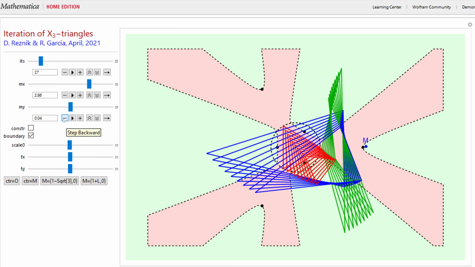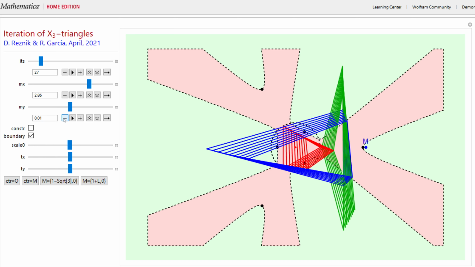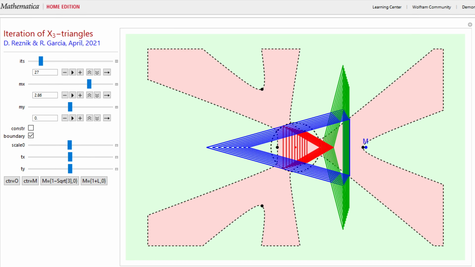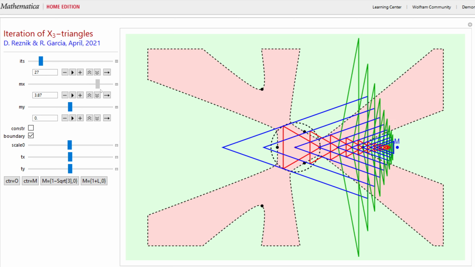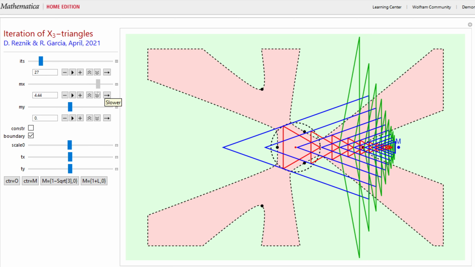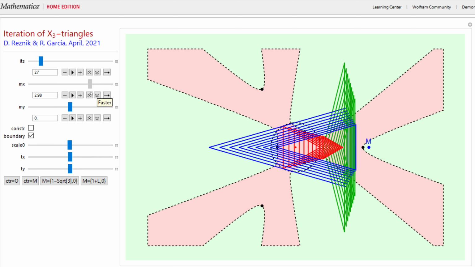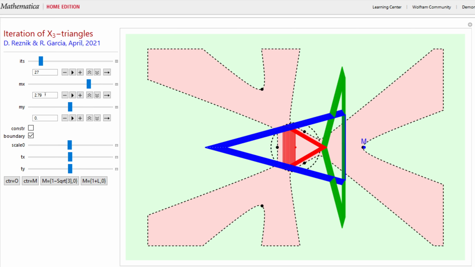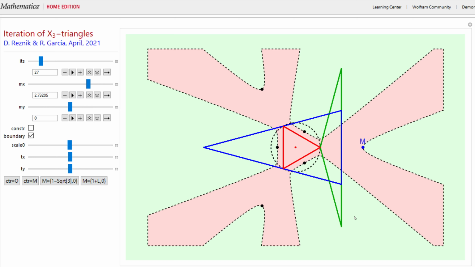Now let's make the y coordinate of M exactly 0, so that all my iterates are isosceles triangles. But when M actually reaches that critical point, something magical happens. There it is. All my iterates are identical. So the triples are identical now. I can iterate this 1,000,000 times, and I'm only going to have these 3 canonical triangles.